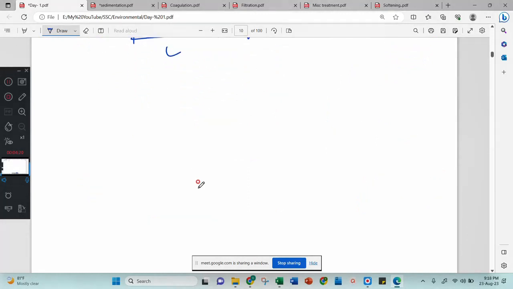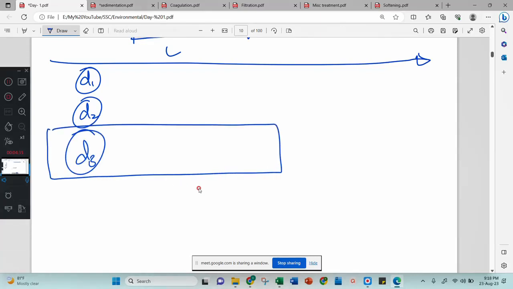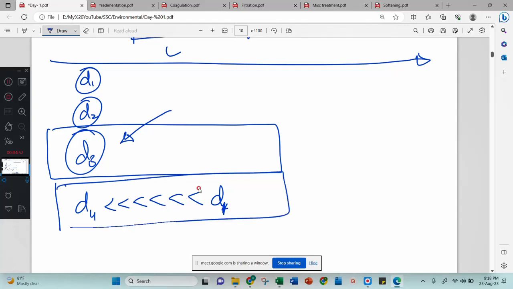The next chapter concentrates on the particles which are very, very much smaller than the sediments considered here. As I said, the D1 tank is designed for D1, D2 is the bigger diameter, D3 is a smaller diameter. Now sedimentation was concentrated on the particles D3 also. D3 also gets removed. But there are some particles, D4, which are very, very much smaller than D2, even D1.